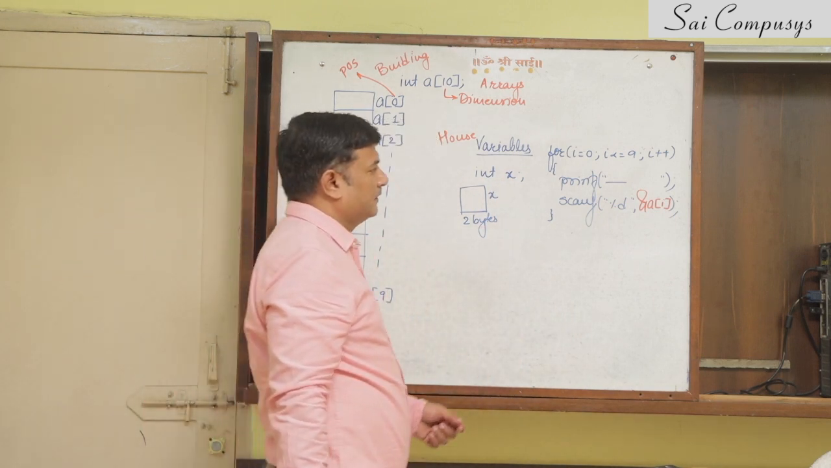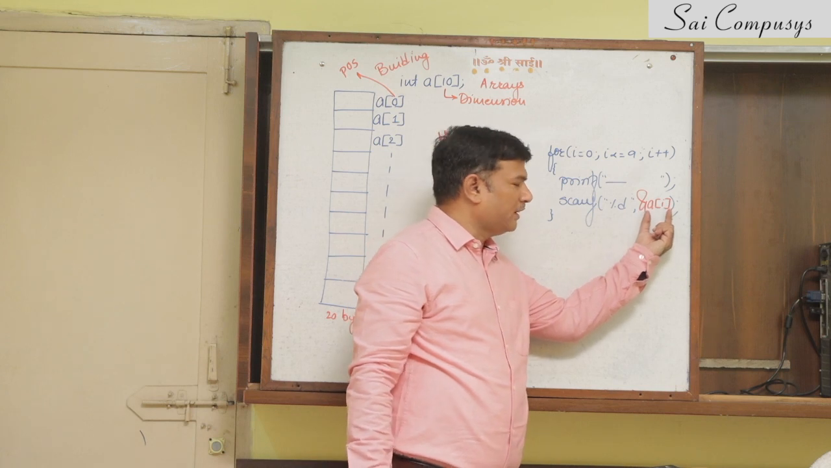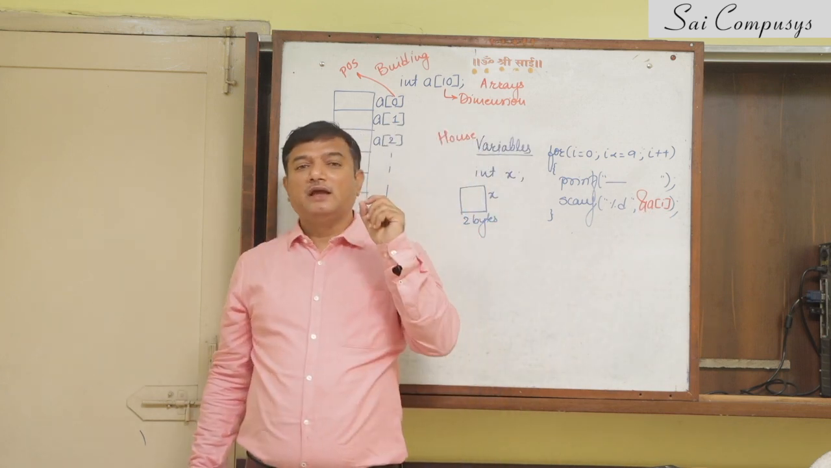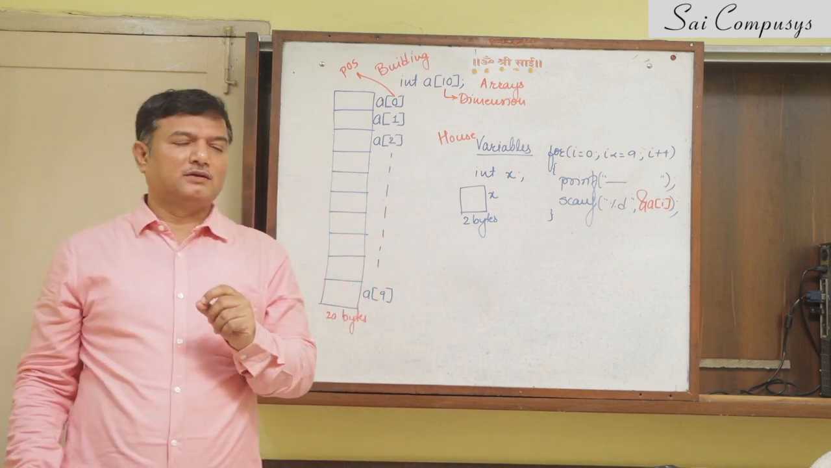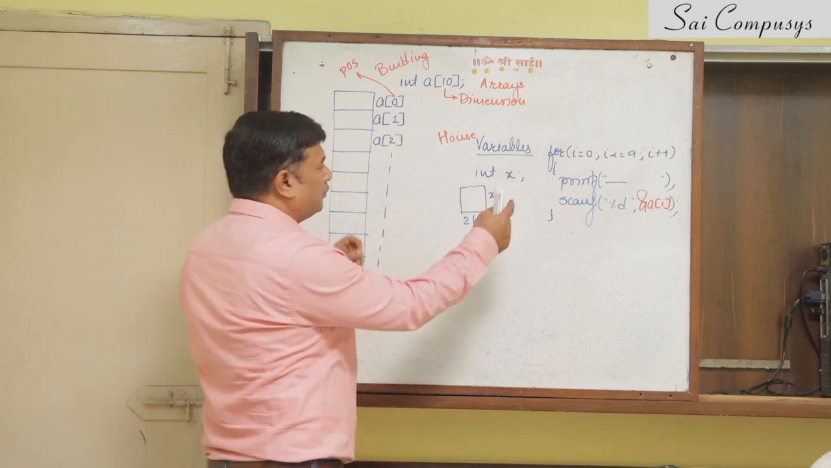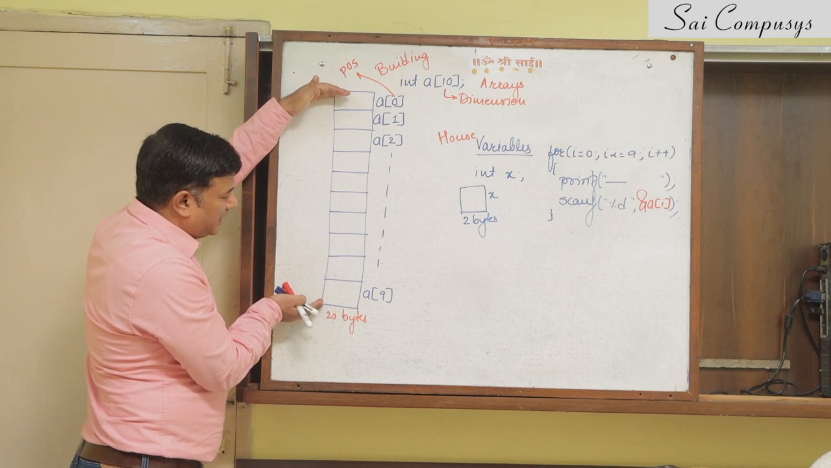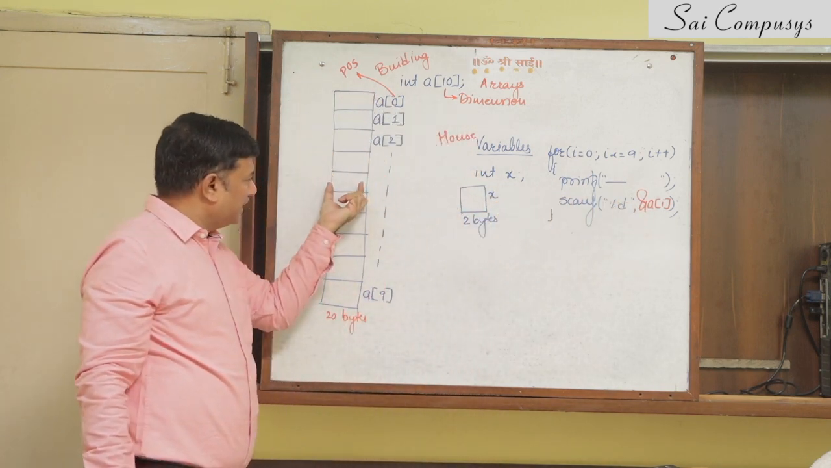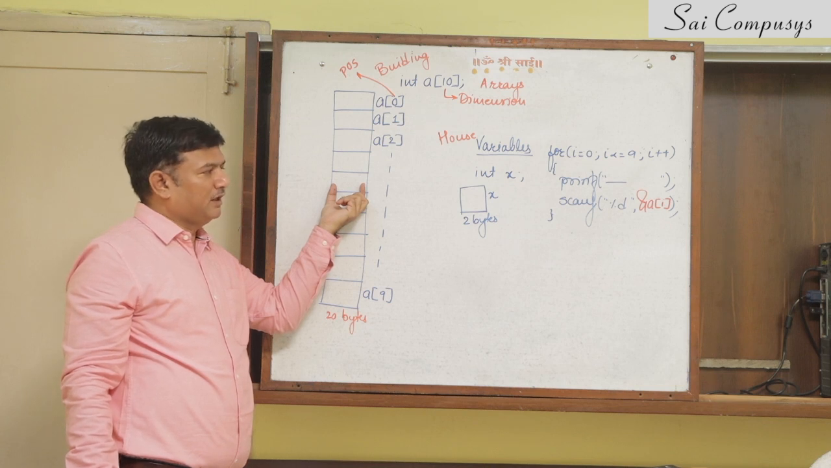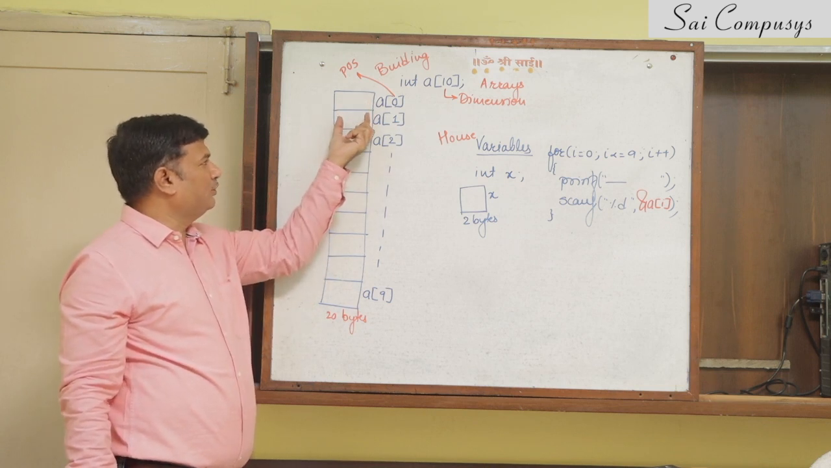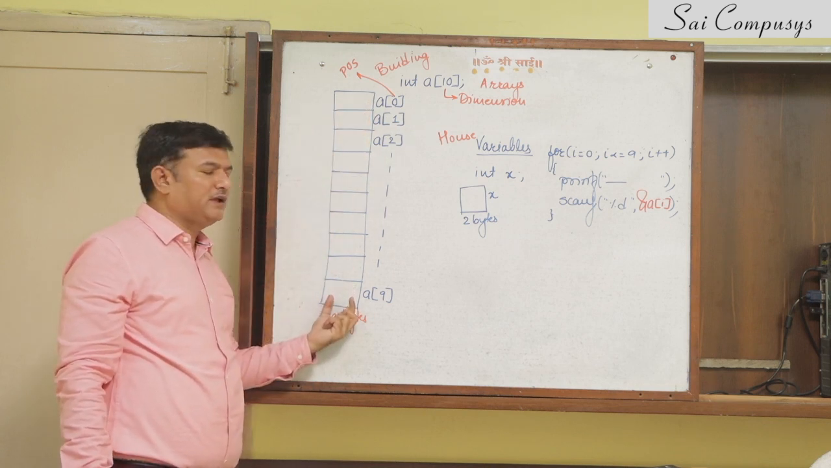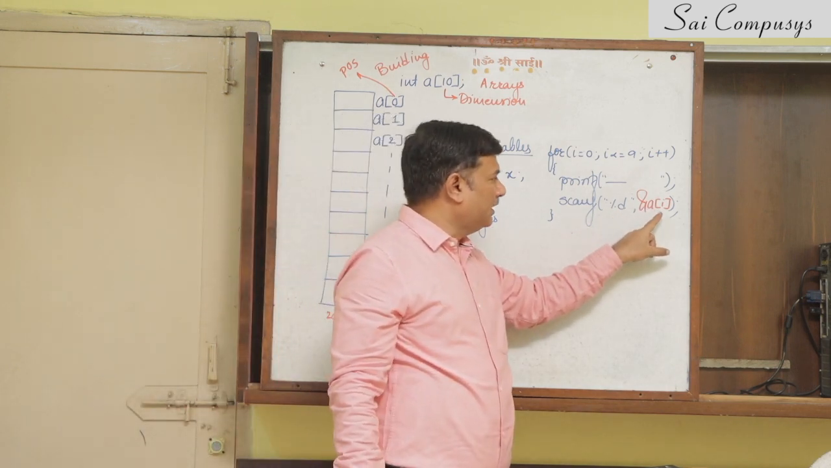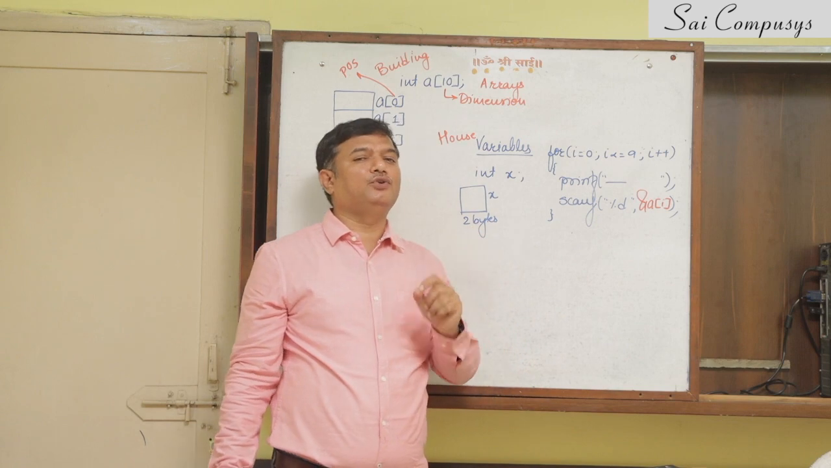Remember, this A of I is not the array. A of I is an element of the array. By writing A of I, I didn't mean the whole array. By A of I I mean only a single element of the array. A of I can be A0, A of I can be A1, A of I can be A of 9. A of I is not an array, A of I is an element of the array.